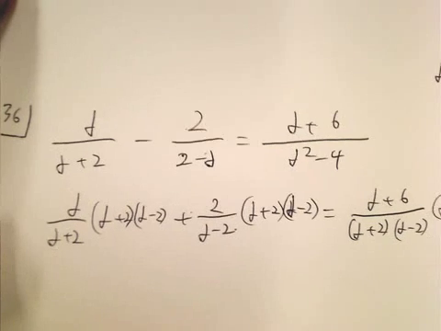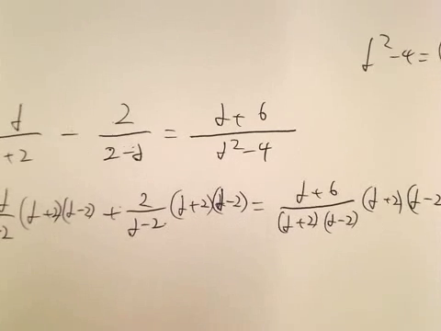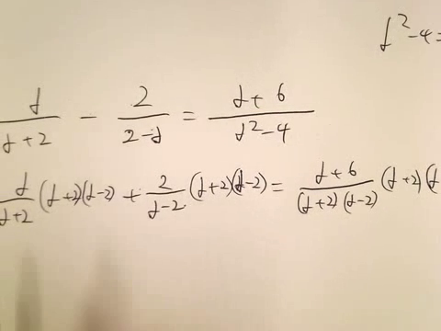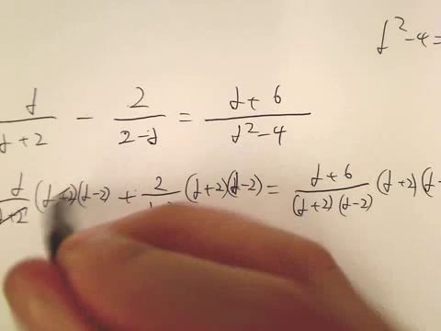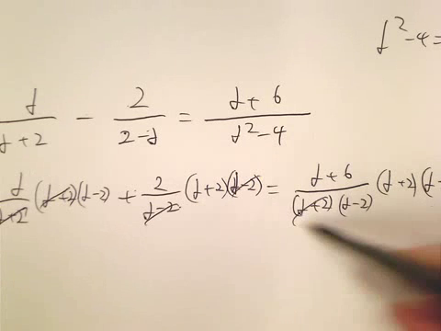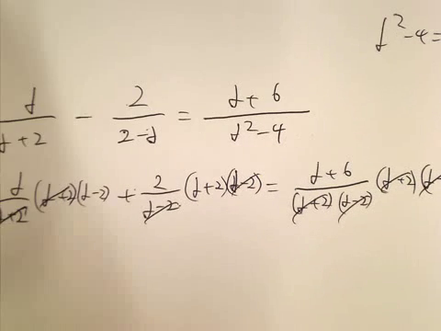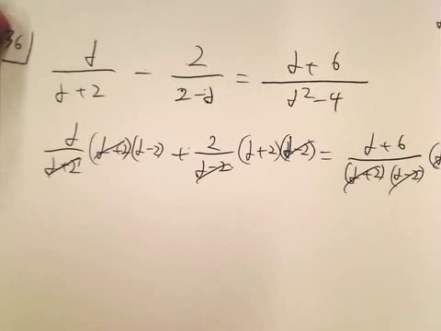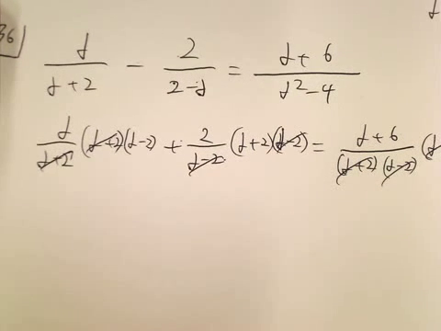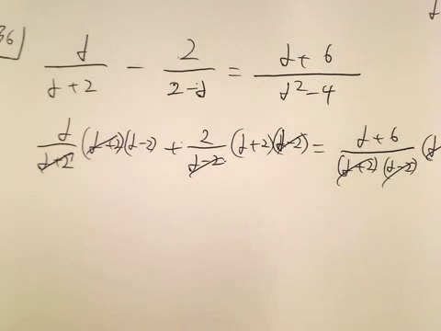Okay, so will this cancel out all my denominators? That's the ultimate test. Will it work? Well, yeah, this d plus 2 will cancel out. The d minus 2 will cancel out. And both of these will cancel out. So as long as I end up with no denominators, I'm a happy camper. Okay, go ahead and try to write out the next step there and try to solve it. I'll give you a minute.